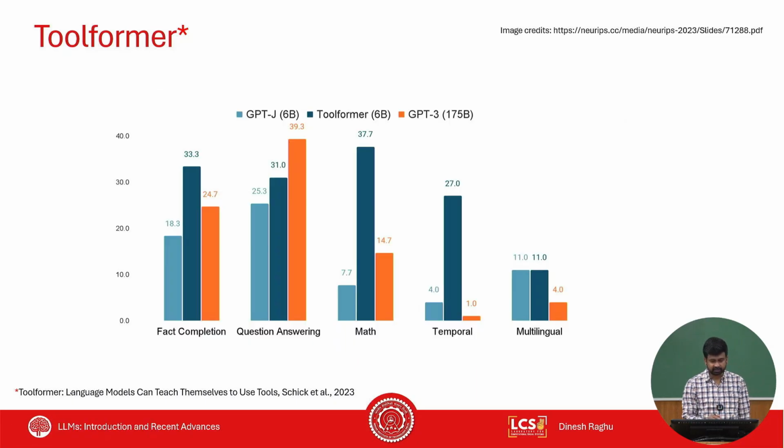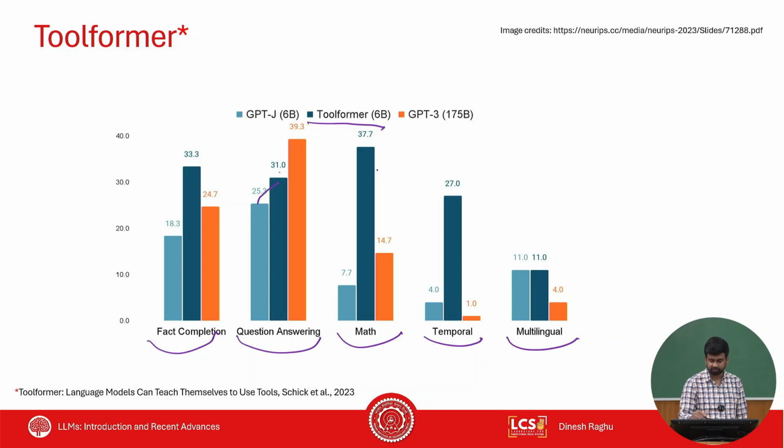So now what they clearly show is that for a lot of these tasks, most of them are related to each tool that they used, right? So temporal uses calendar, multilingual uses translation, math uses calculator, question answering uses wiki search, and QA plus wiki search. Fact completion also uses QA plus wiki search, whichever is more suitable for the model to work on. And what they see is that when you augment with tools, you see an improvement in GPTJ. This is GPTJ without the Toolformer setup. This is GPTJ with Toolformer setup.